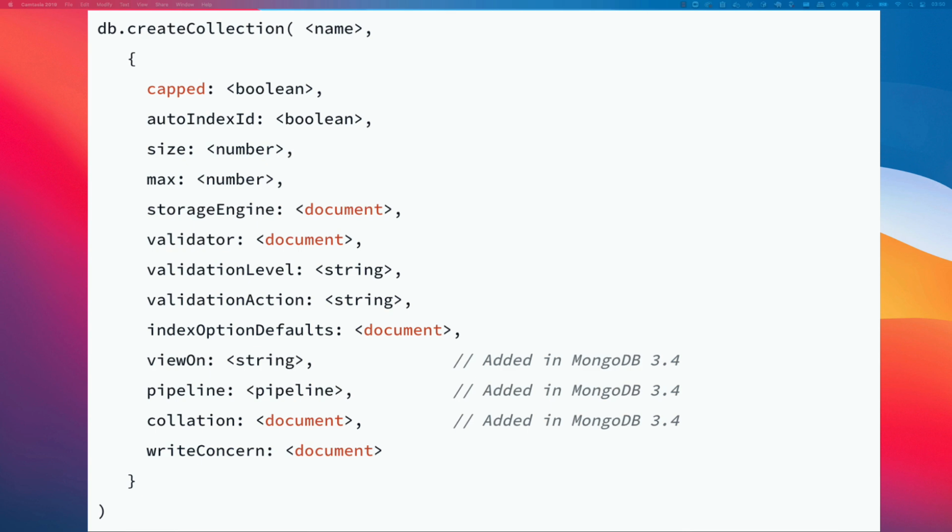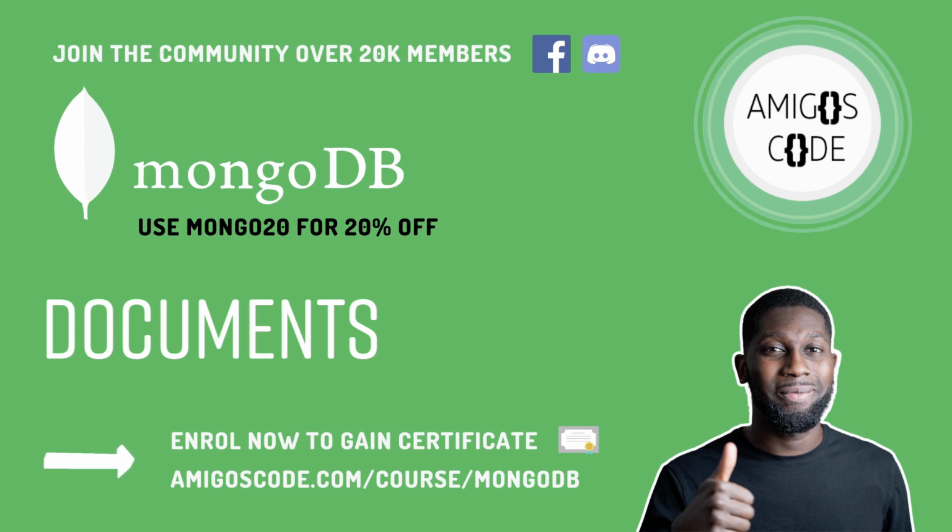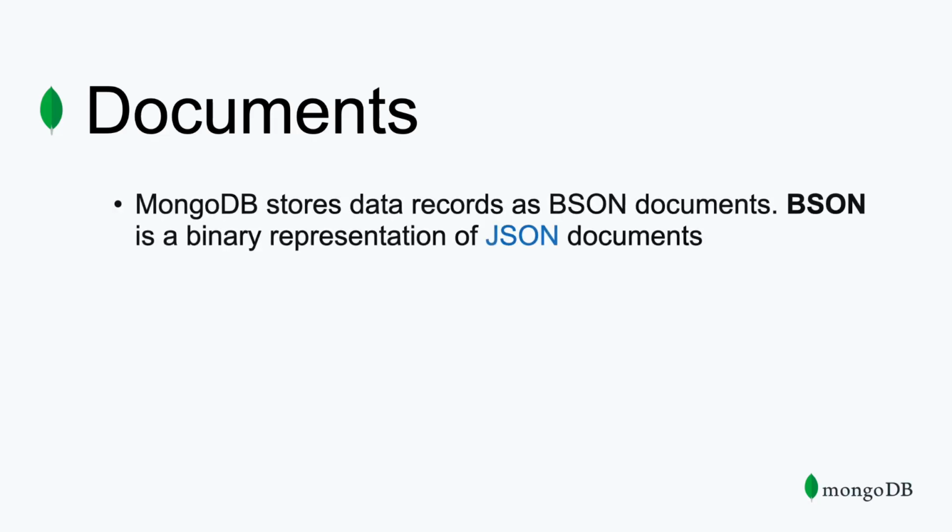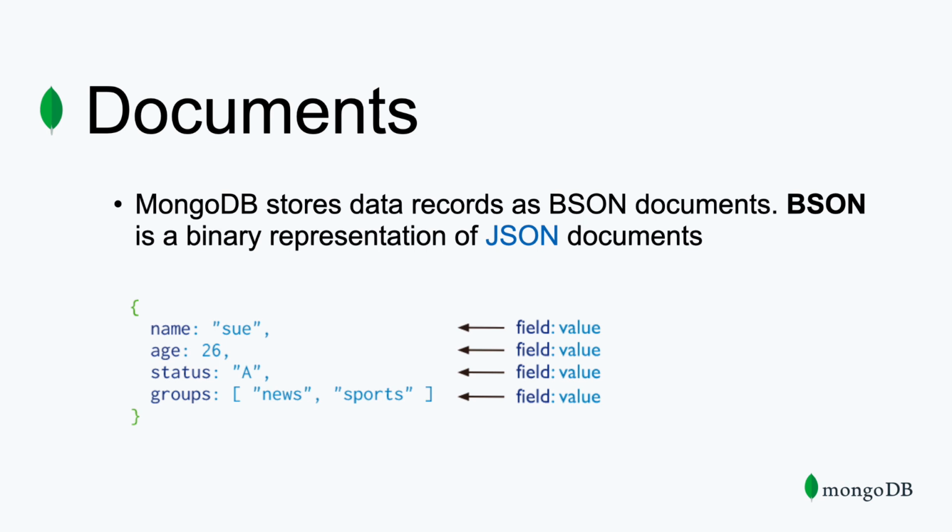Next, let's go ahead and learn about documents. Mongo stores data records as BSON documents, and these are like a binary representation of JSON documents. So in this example here, we have a person document, right? It's just a JSON object with some properties and values: name, age, status, and then groups. So you could have strings, numbers, enums, arrays, and so on and so forth.